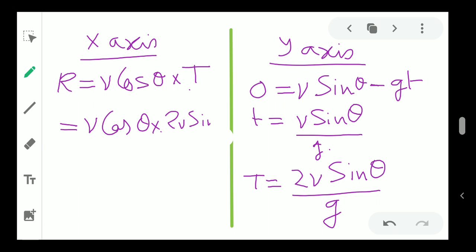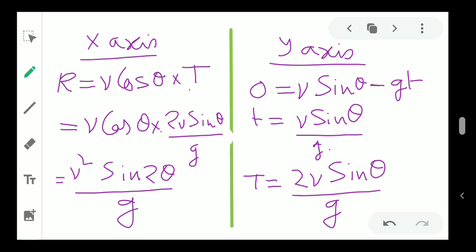2v sine theta by g. So I will get here v square sine 2 theta. Why sine 2 theta? Because 2 sine theta cos theta is sine 2 theta. I think you know this, and if you don't, please see your trigonometry part once. So basically this is your range R, that means the highest distance or displacement made by the projectile. So this is one of my findings.